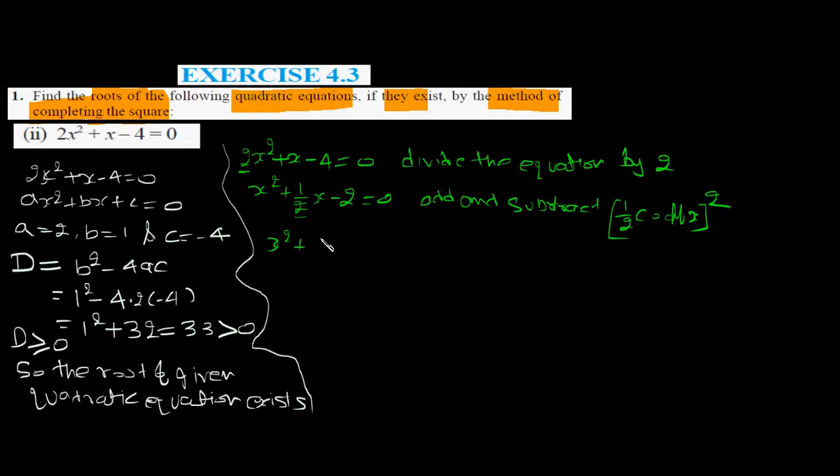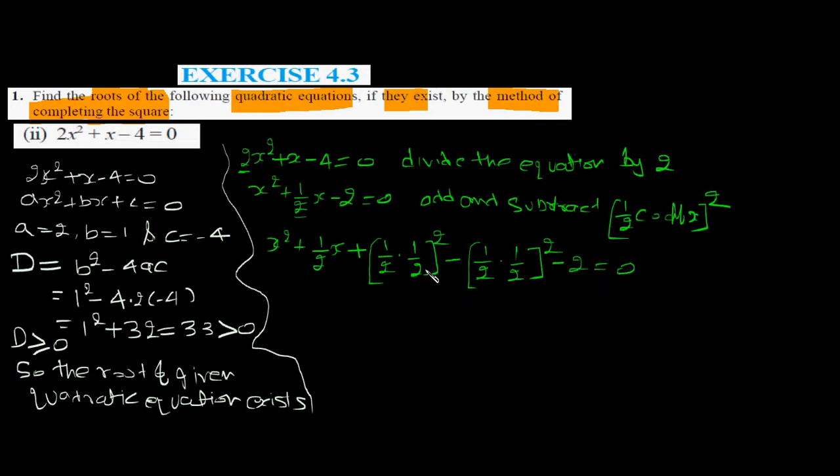x square plus 1 by 2 x is as it is. Now I will add half of the coefficient of x, which is again 1 by 2, its square, to the equation. Because I have added this term, I have to subtract the same term so that my equation will remain unaffected. They will cancel each other, so the equation is unaffected. Minus 2 is already there, this is equal to 0.